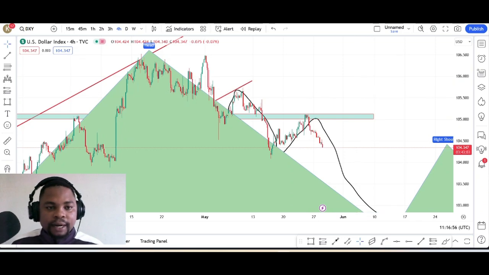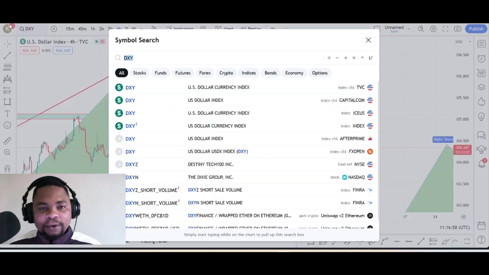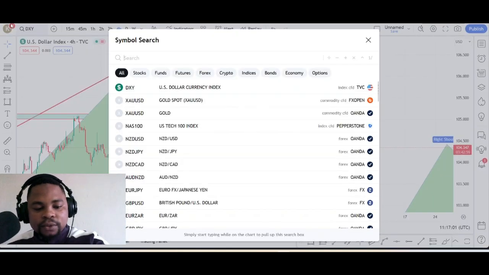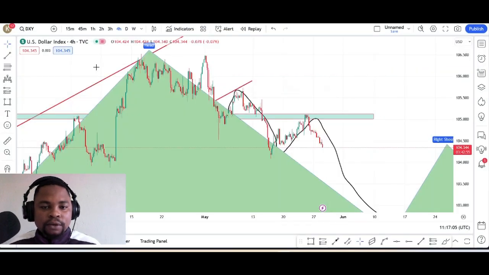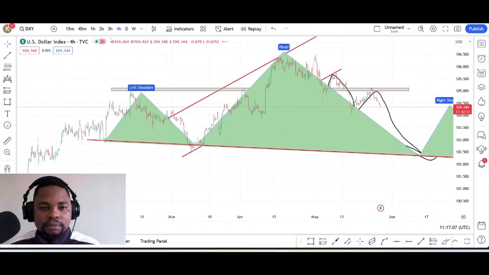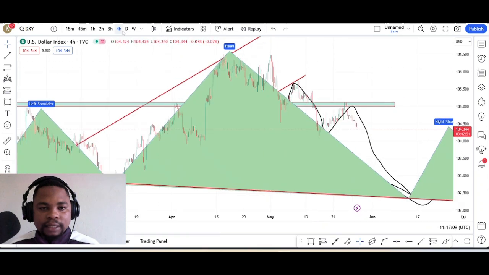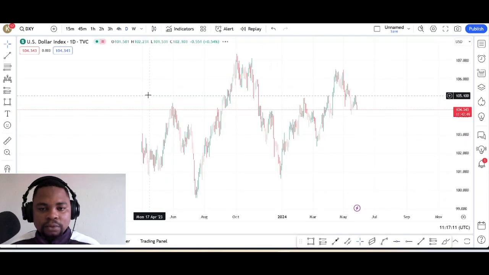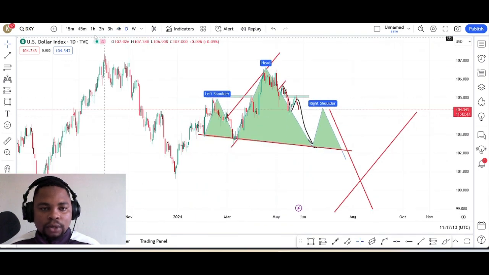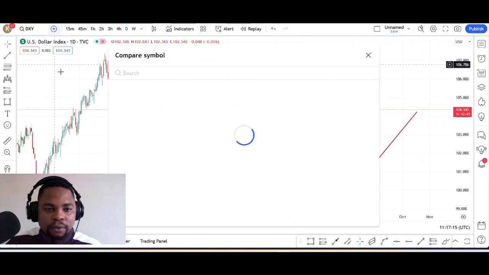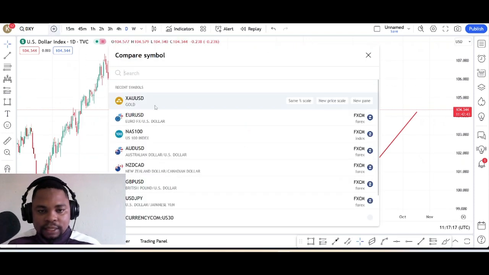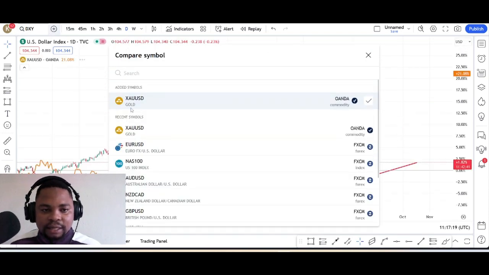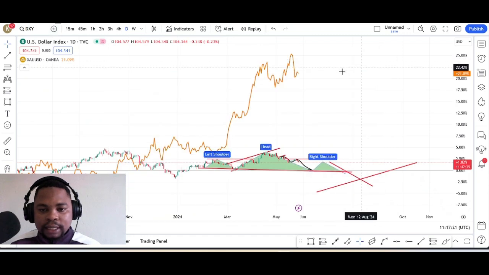So moving right along from DXY, the only thing that I always start with after DXY is XAUUSD. Let me just do this for interest's sake. As you can see, this is my DXY, and this is how I'm anticipating it from a daily time frame. So I want to compare it with XAUUSD. Most of the time it's inversely proportional to what I'm already seeing.